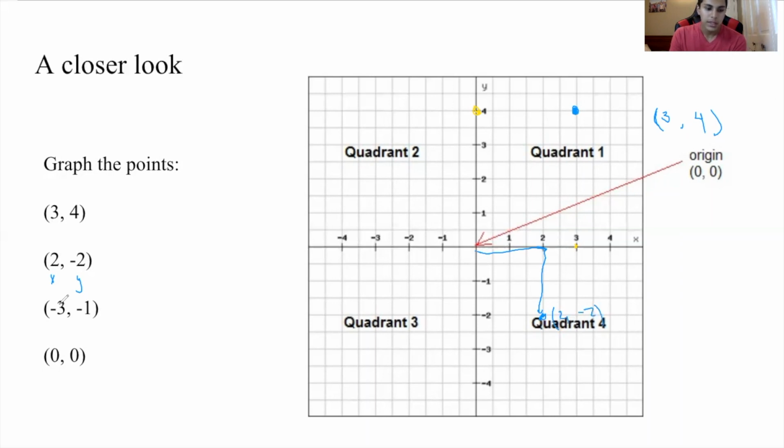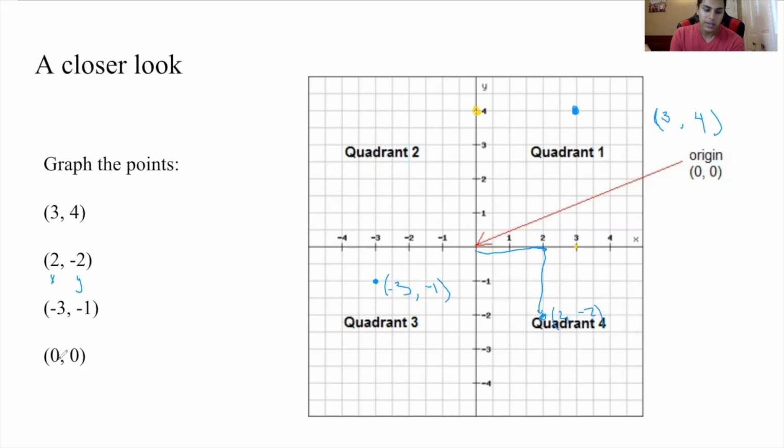All right, this point here, (-3, -1). So we go negative 3 out because this is our x value, and we go negative 1 up, or we go 1 down because it's negative. So we go right here. So this is our y value. So we're at (-3, -1). So that's our point here.